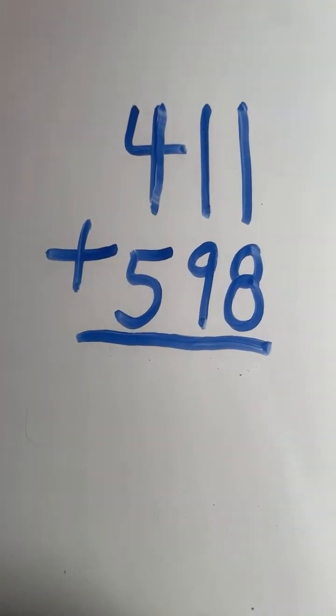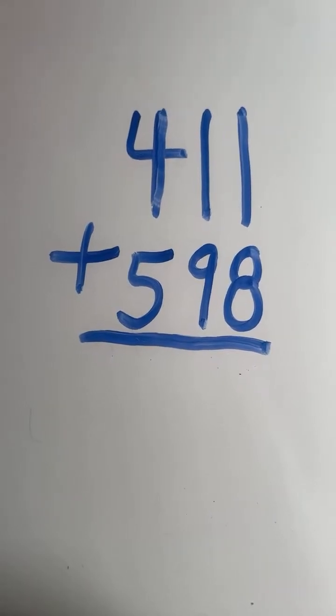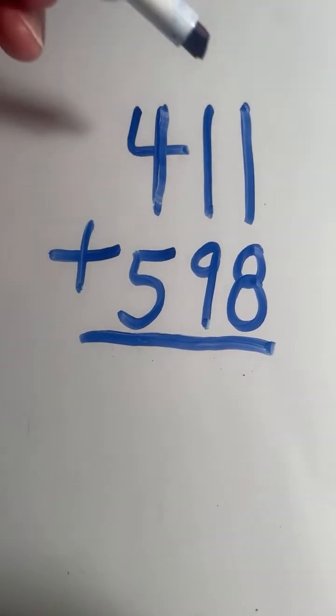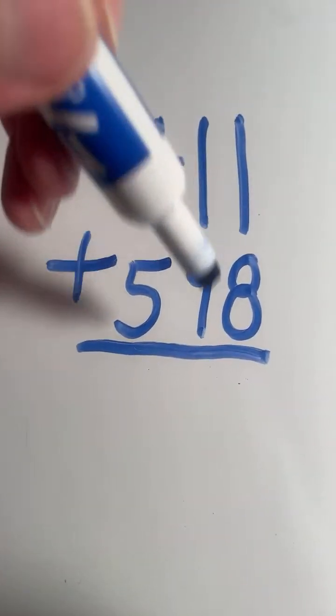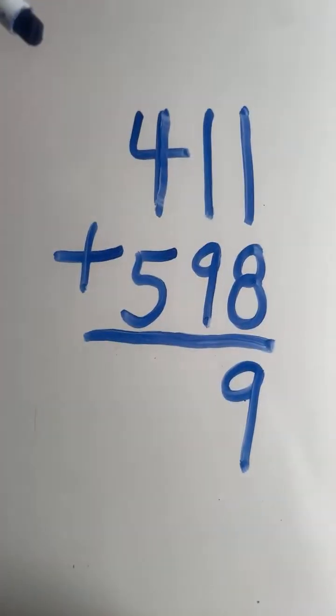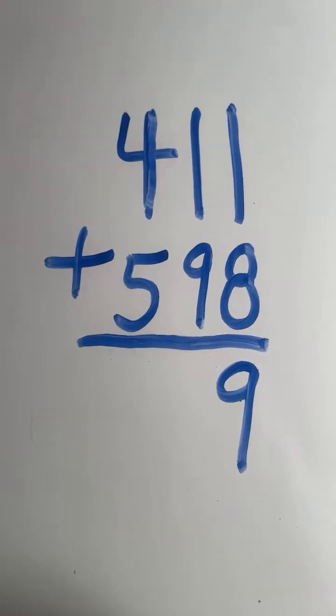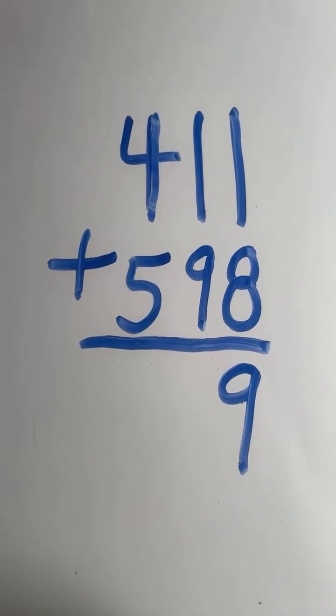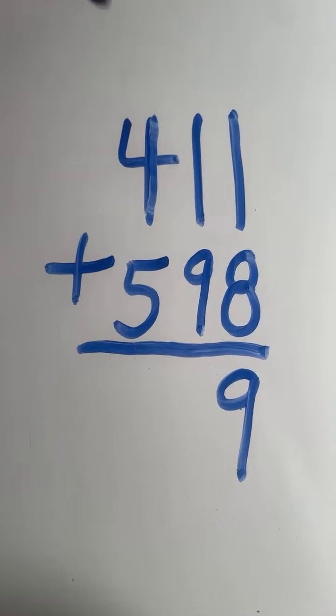All right, 411 plus 598. 1 plus 8 equals 9. Notice we did not regroup in the ones place. Why? Because the sum is less than 10. If the sum is 9 or less, regrouping is not needed.